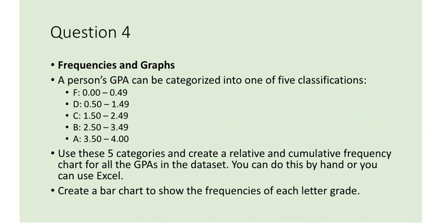In question 4, you're going to be talking about frequencies and graphs, and you're going to be creating a GPA chart right here. So you're going to create a relative and cumulative frequency chart for your GPAs, and so we're organizing it by score: A, B, C, D's, and F's, using this breakdown over here. An F being from 0 to 0.49, a D being from 0.5 to 1.49, a C being 1.5 to 2.49, a B from 2.5 to 3.49, and an A from 3.50 to 4.0.